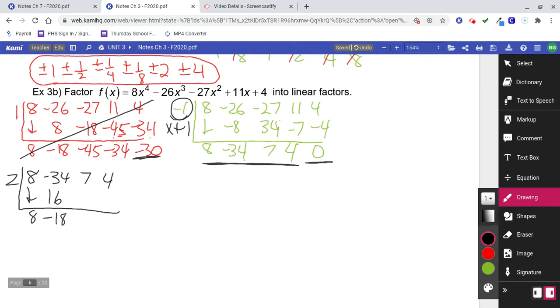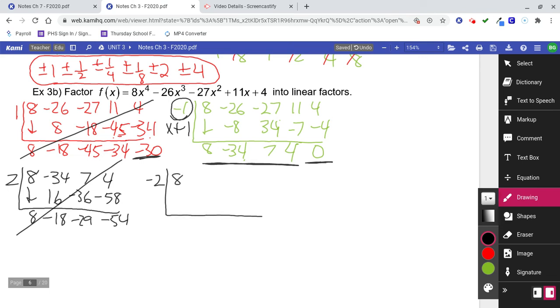Add down negative 18, multiply negative 36. Add down negative 29, multiply negative 58. I don't even really care what this is because I can tell it's not 0. I can tell it's not going to work. Really, as soon as you can tell that it's not going to work, you might as well move on to the next number.